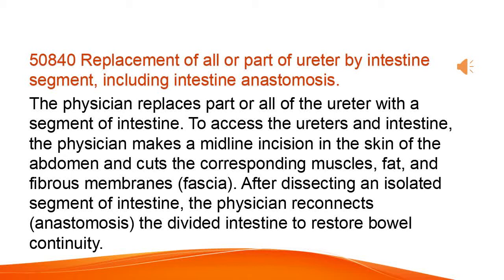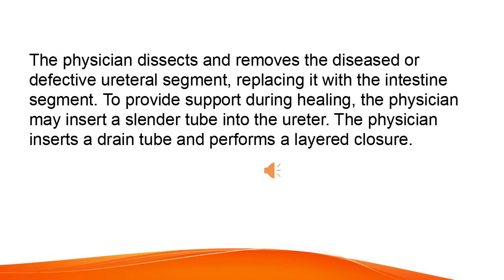After dissecting an isolated segment of intestine, the physician reconnects, anastomosis, the divided intestine to restore bowel continuity. The physician dissects and removes the diseased or defective ureteral segment, replacing it with the intestine segment. To provide support during healing, the physician may insert a slender tube into the ureter. The physician inserts a drain tube and performs a layered closure.